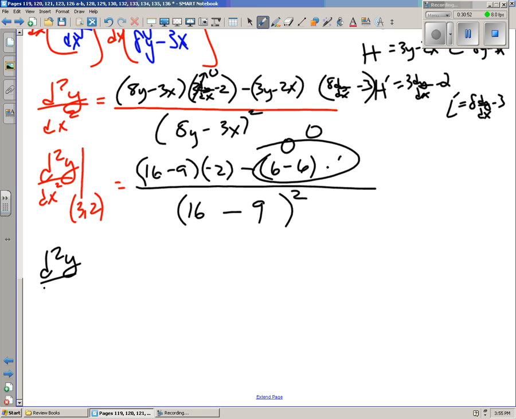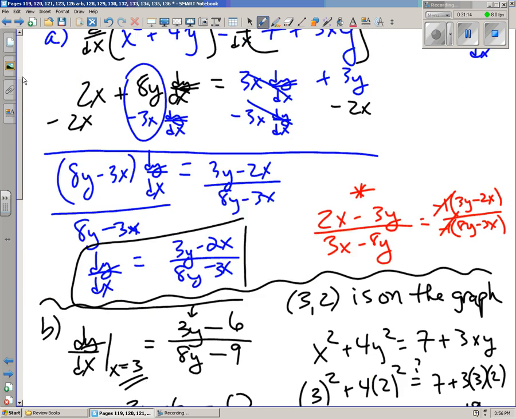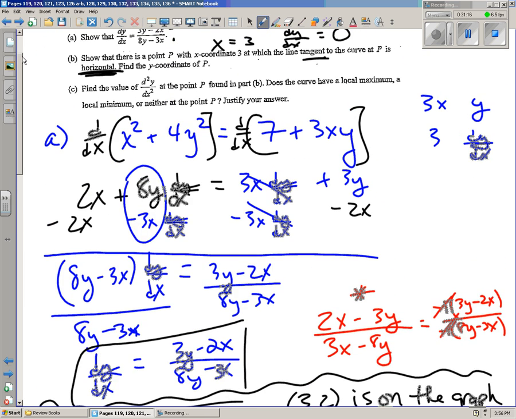So the second derivative at 3 comma 2: 16 minus 9 is 7, times negative 2 is negative 14, over 16 minus 9 is 7 squared, which is 49. If you wanted to reduce this, you could, to negative 2/7. There's your second derivative. Notice that it's negative. That's going to be key in our next part. Next part says, does the curve have a local max, a local min, or neither at this point?